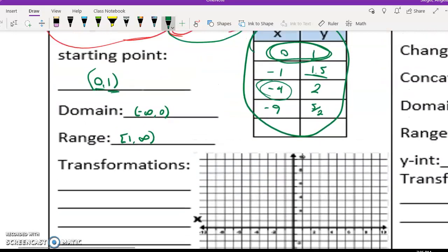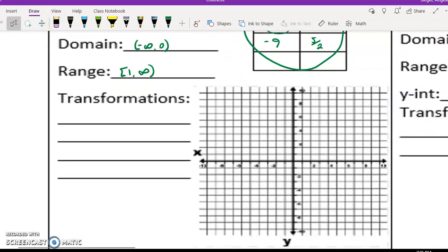So I ended up, I did not graph it, I guess. So 0, 1, right there, -1, 1.5, and then -4, 2, and -9, 2.5. So it looks something like that.